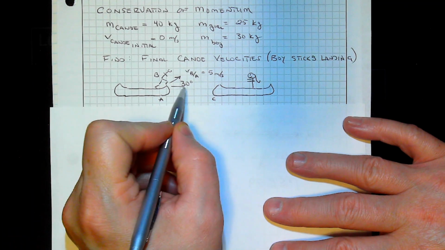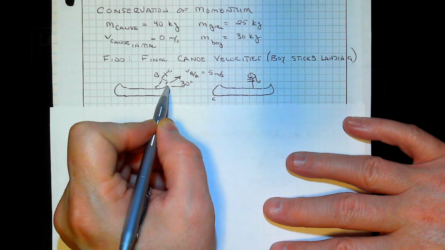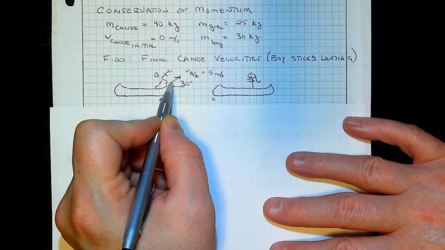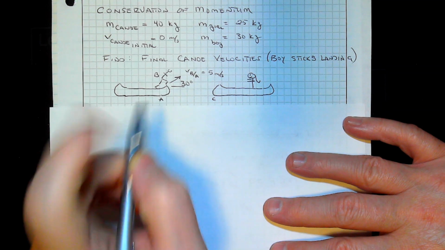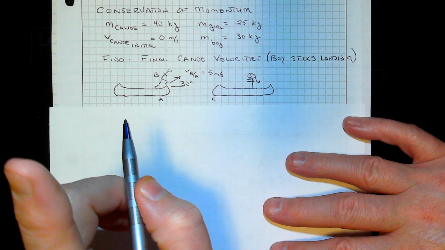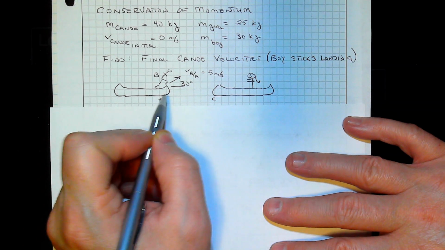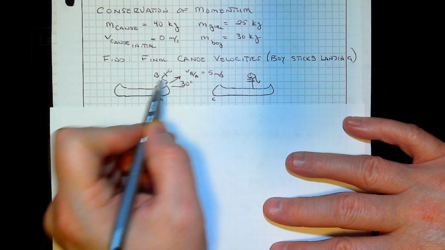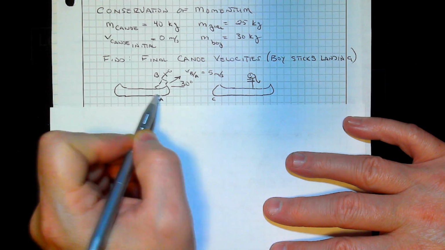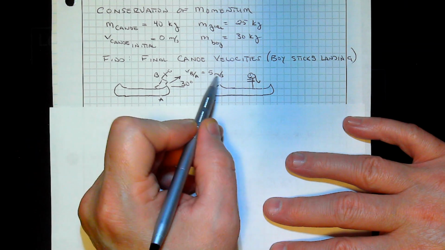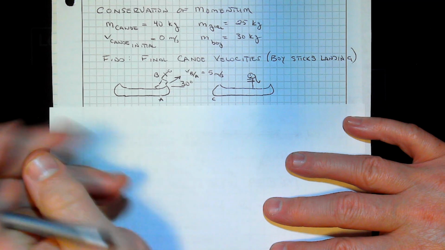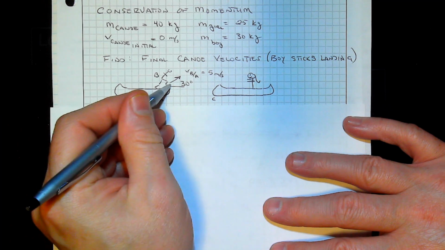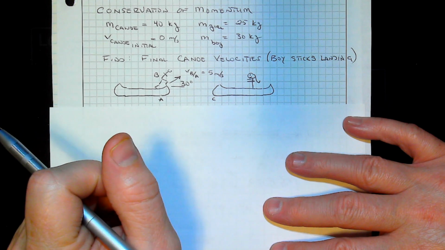And the boy, when he jumps off, is going to jump off the end of the canoe at 30 degrees relative to the horizontal. And this is important because as he goes to jump here, VB with respect to A, the boy with respect to canoe A, is going to be going at 5 meters per second. Okay? Going like so.